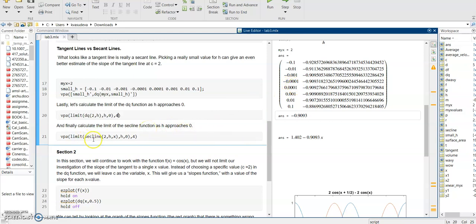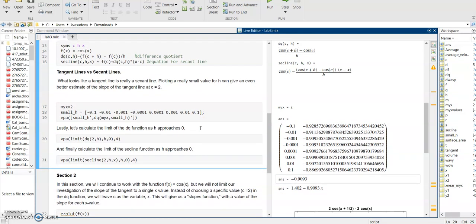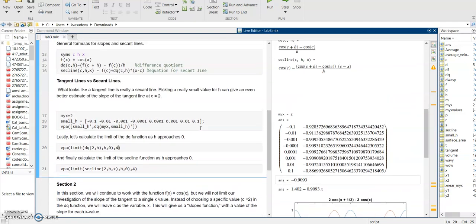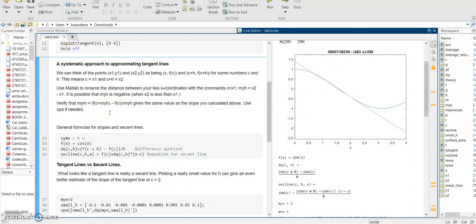Similarly, you are also trying to limit the secant line. So as you let h tend to 0, you have that equation. And remember, the secant line is a function of three variables, c, h and x, where x is an unknown variable, where if you try to plot the secant line, you are plotting it for all the values of x, just like we did. The tangent line was simply a function of x.